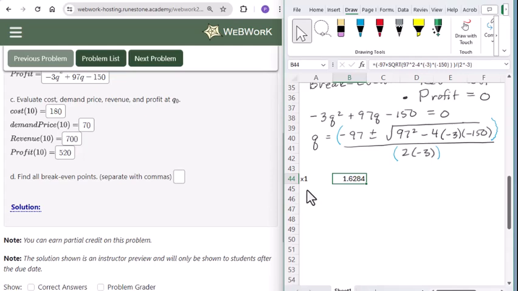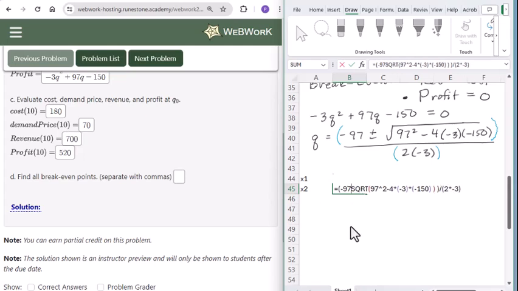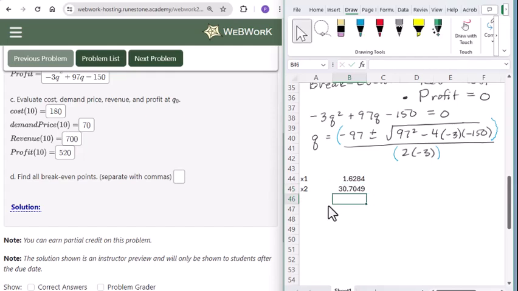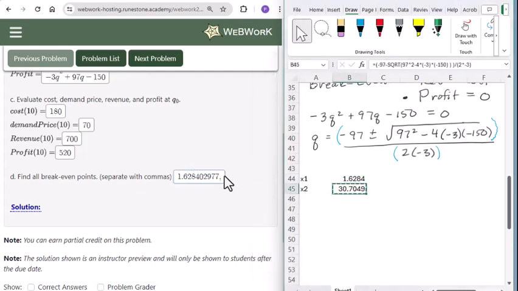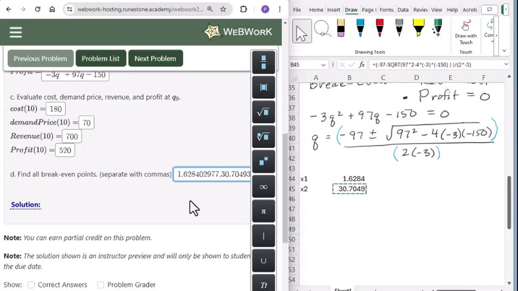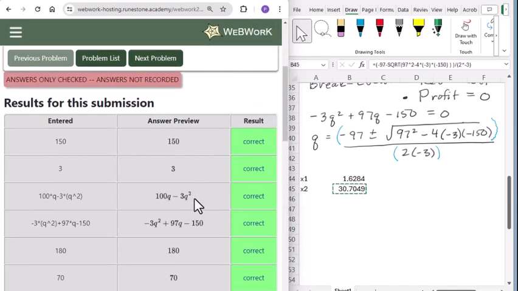1.6284 should be my first answer for x, and then there's a second one, which is the case where you take the subtract. So I can copy everything that's in there and paste it in. And since all of this was static, there weren't any references, and then just change the plus in front of the square root to a minus. And now I have my second answer. So my first break-even point, copy and paste it in, 1.628, comma, and then your second break-even point. Looks good.